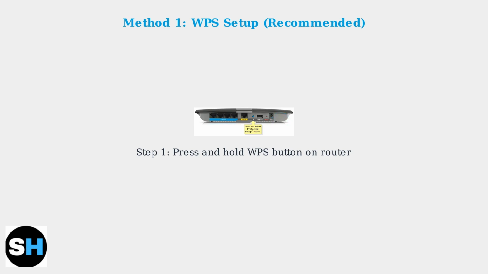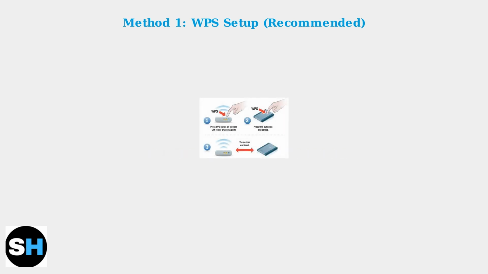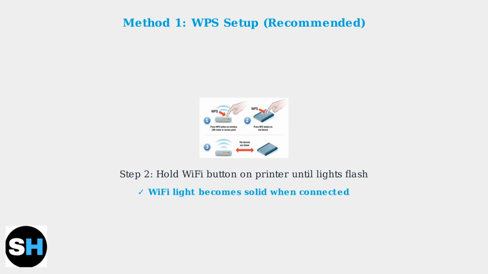Press and hold the WPS button on your router until the security light starts flashing. This puts your router in pairing mode. Next, on your printer, press and hold the Wi-Fi button until both the Wi-Fi and Wi-Fi Direct lights flash alternately. The printer will automatically connect to your network. When the connection is successful, the Wi-Fi light on your printer will become solid, indicating a stable wireless connection.